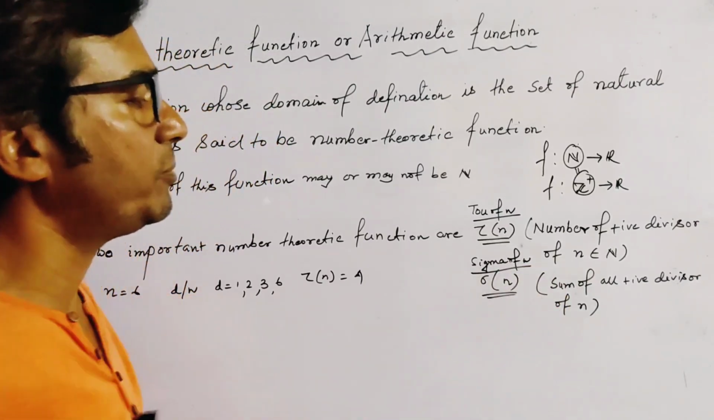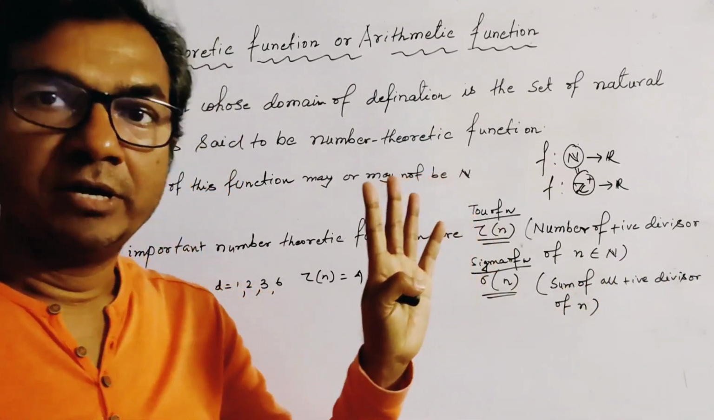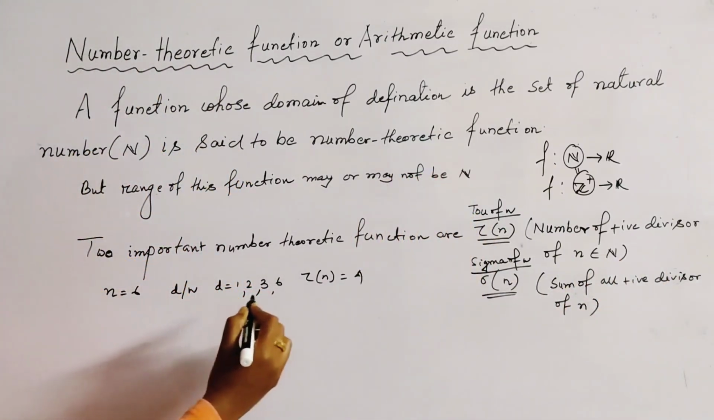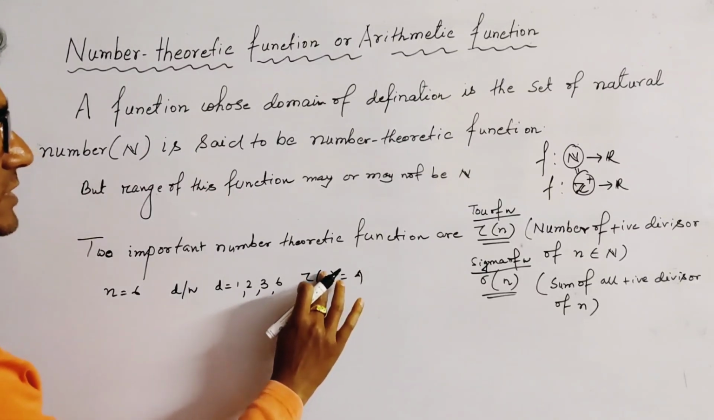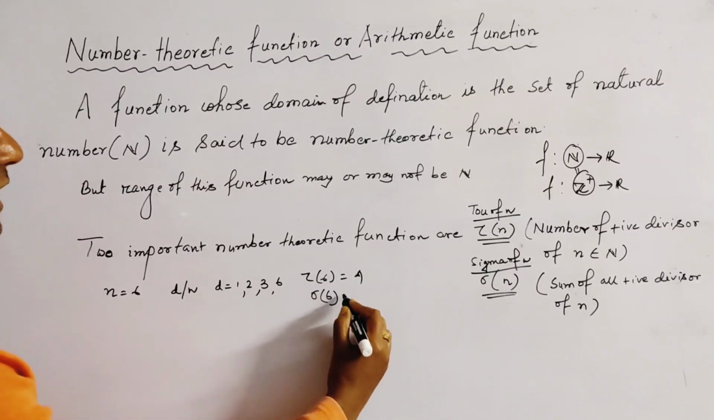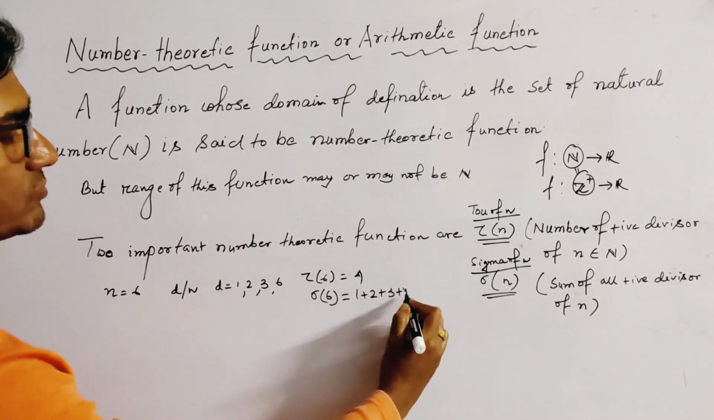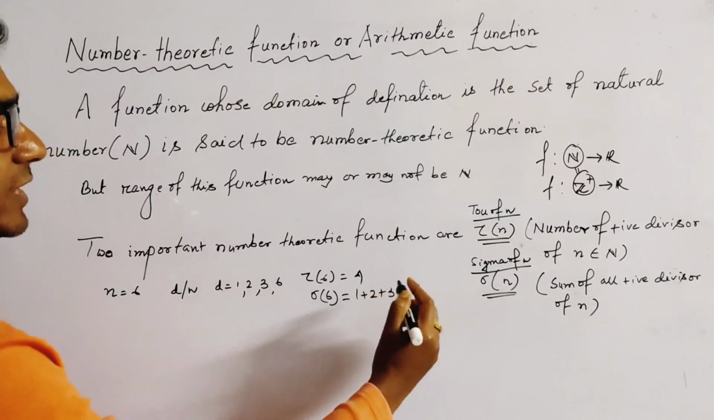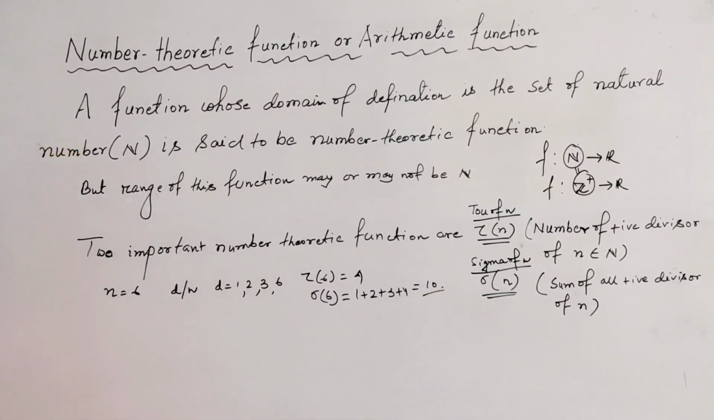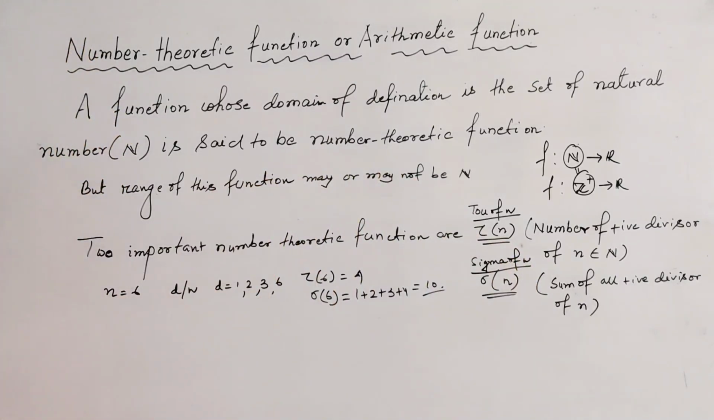And the second number theoretic function is sigma of n. The symbol is sigma of n, and this is the sum of all positive divisors of n. Now if we write here, this is not n, this is 6. If we write here sigma of 6, this is given by 1 plus 2 plus 3 plus 6, and this is 7, 8, 9, 10. Clear? This is the tau of n and this is sigma of n.